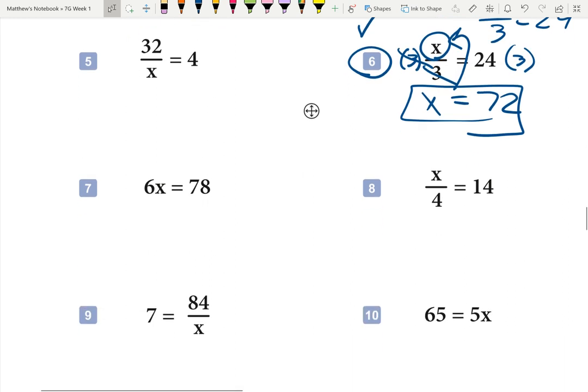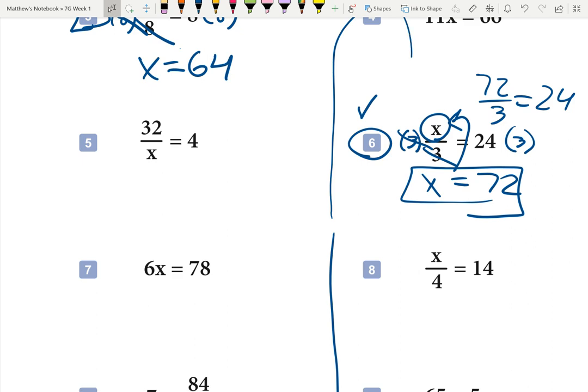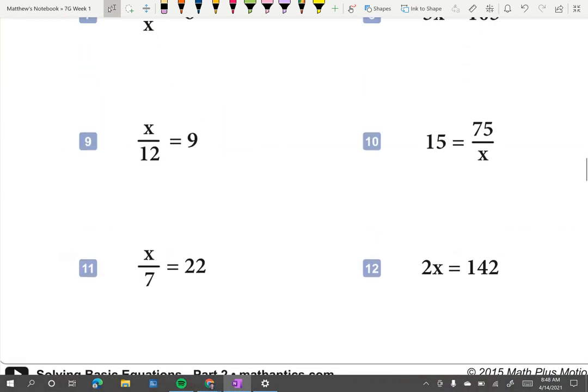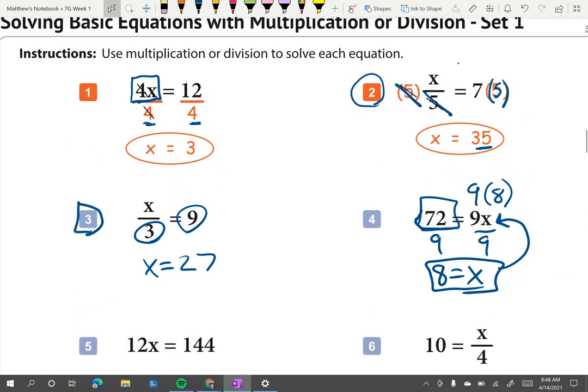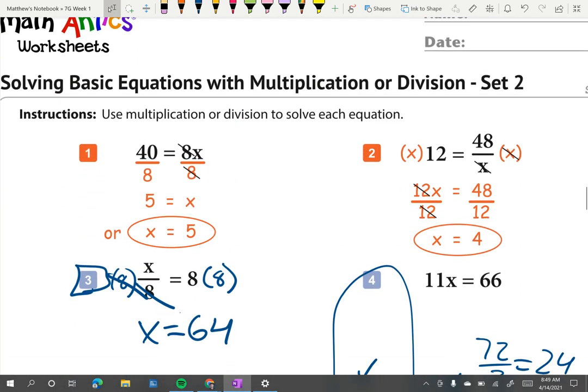All right, so again, just the even numbers on the set 2 page and the set 1 page. All of the even numbers, and we have a few examples here from this video, and then also questions 1 and 2 on this page and questions 1 and 2 over here.